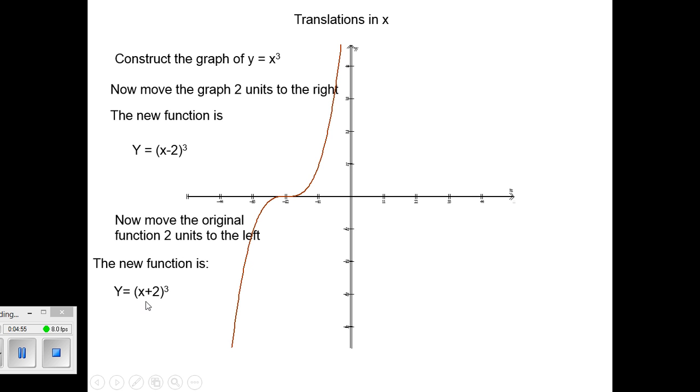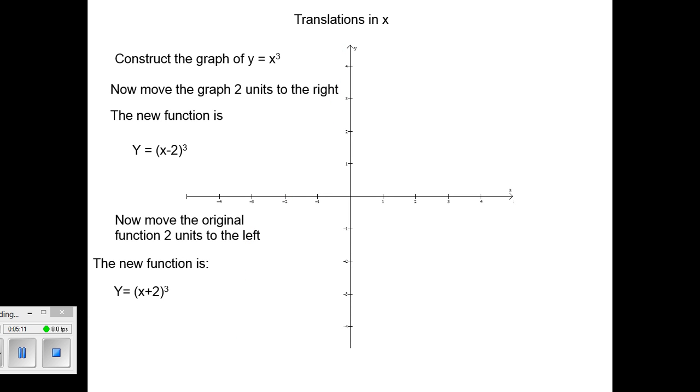And then x plus 2 equals 0, x equals -2. And again, if we were to put 0 in here, the y-intercept would be 2 cubed, which is 8, which is kind of where that is going, okay?